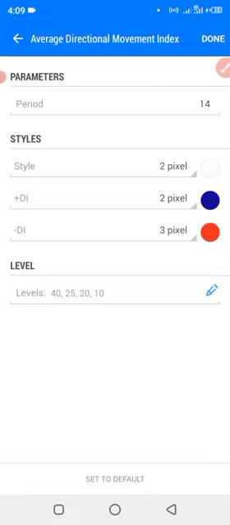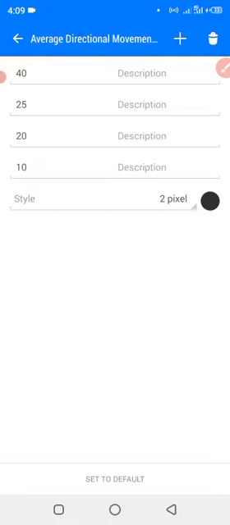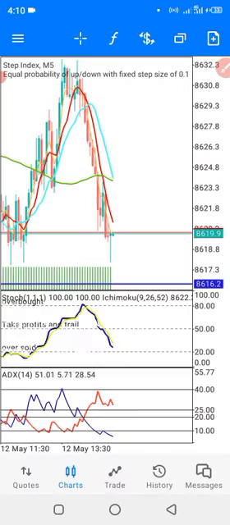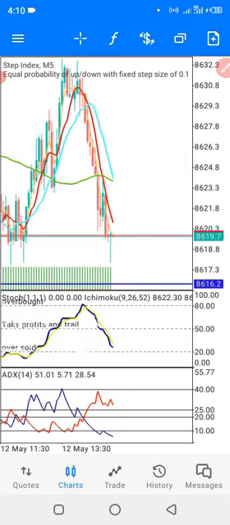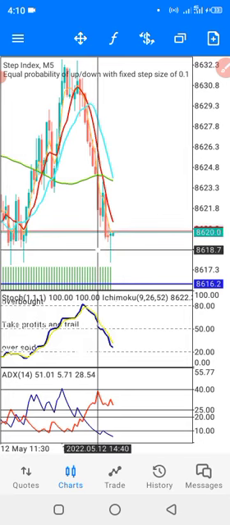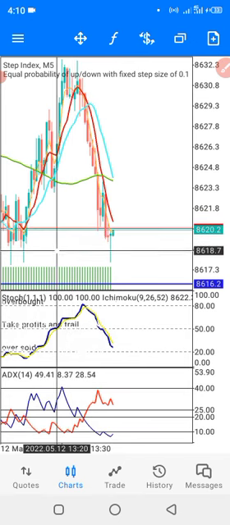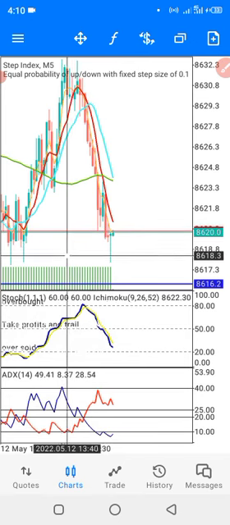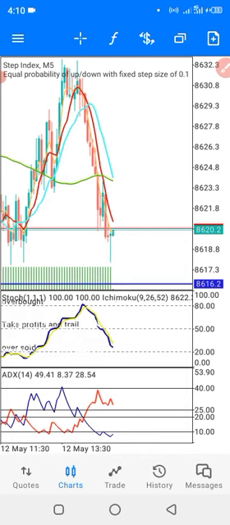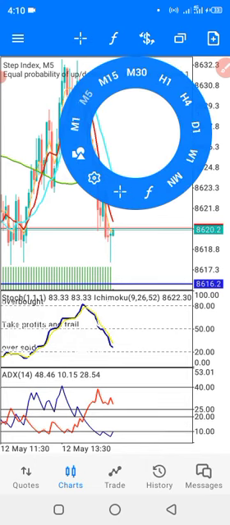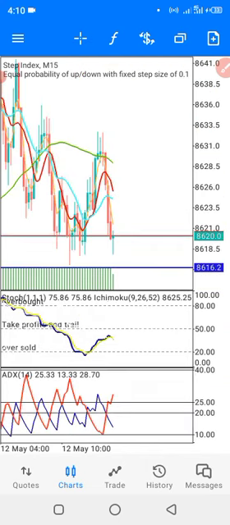You set it in this format. Then the levels are set in this form. The levels are 40, 25, 20, and 10. That is the level, and you click done, and you are done. Okay, now this is confirmation. If you want to confirm a trend, whenever you see the moving average in this format, let me go to the 15 minutes time frame. This is where you confirm a trend.